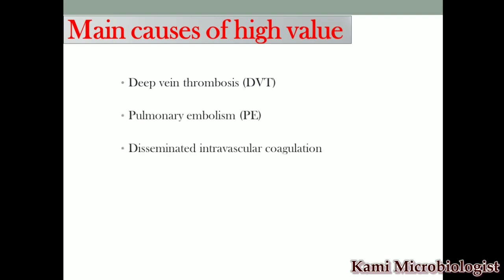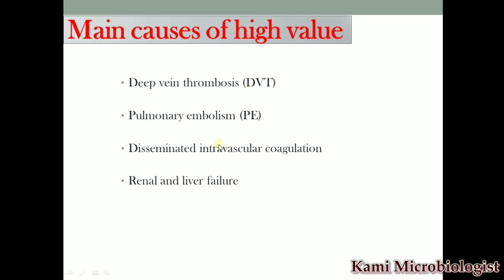Now let's see the main causes. There are some diseases in which the D-dimer value gets high. In which conditions or diseases will the value get high? So remember again, in this case we have deep vein thrombosis, meaning DVT. In this case the value also gets high. In case of pulmonary embolism, in case of disseminated intravascular coagulation, renal and liver failure.